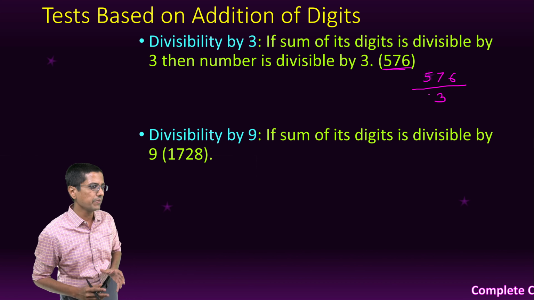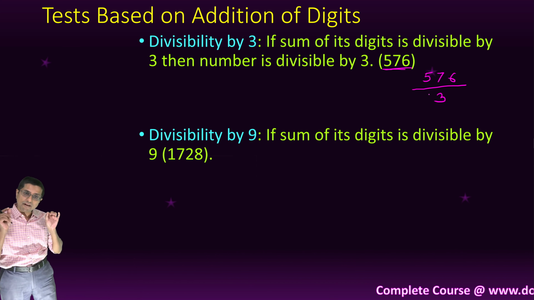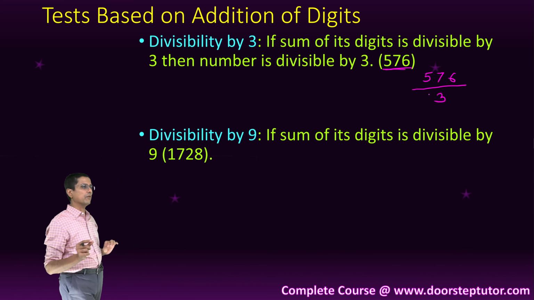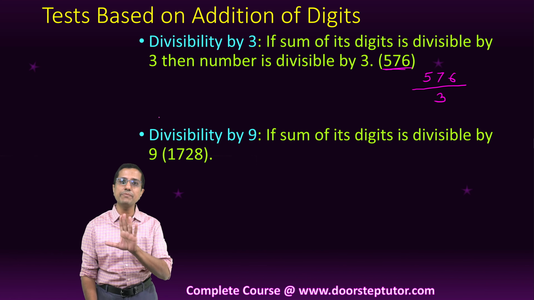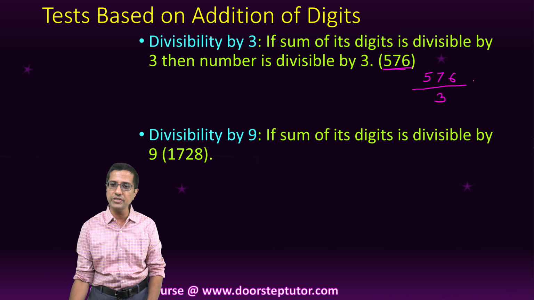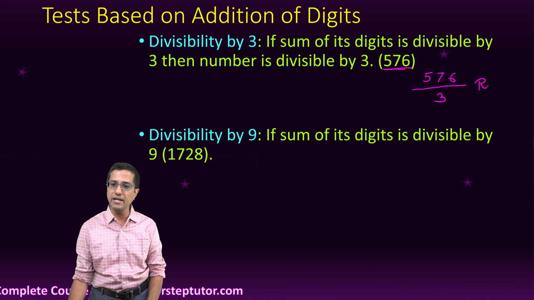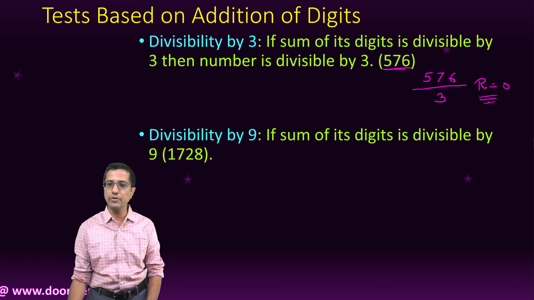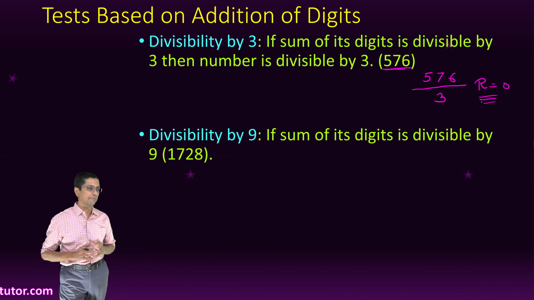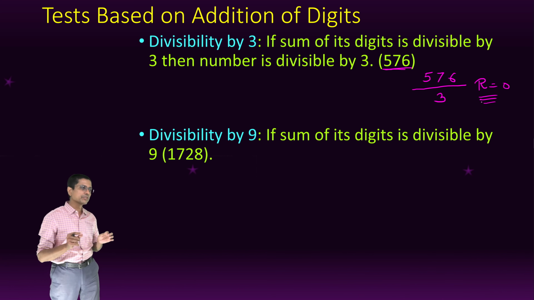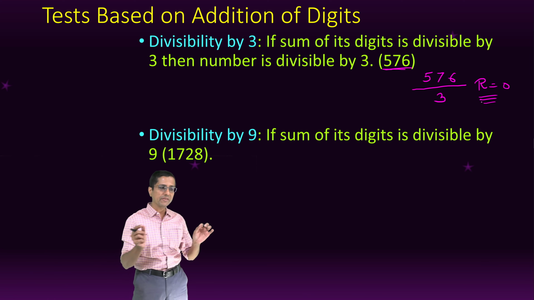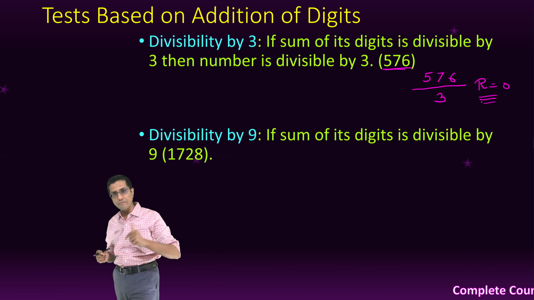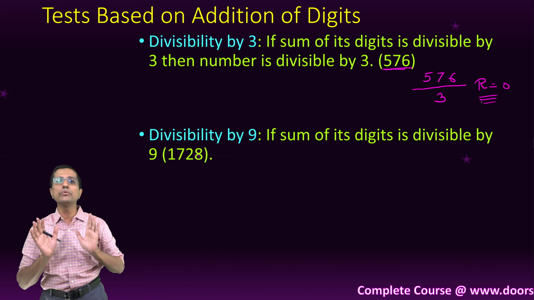For whatever reason, in the question, what we have to do is find out whether this number is divisible by 3 or not, which means that when I do this division, my remainder should be equal to 0. That is what the question is asking me. When the question is asking only for divisibility, whether the number is divisible by 3 or not, do not do the long division.